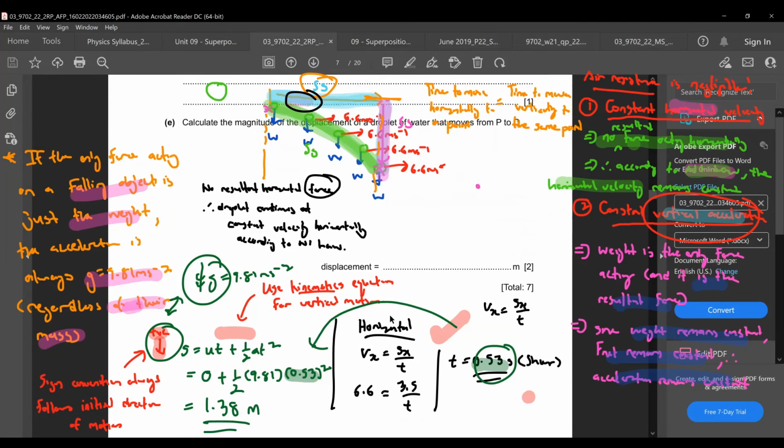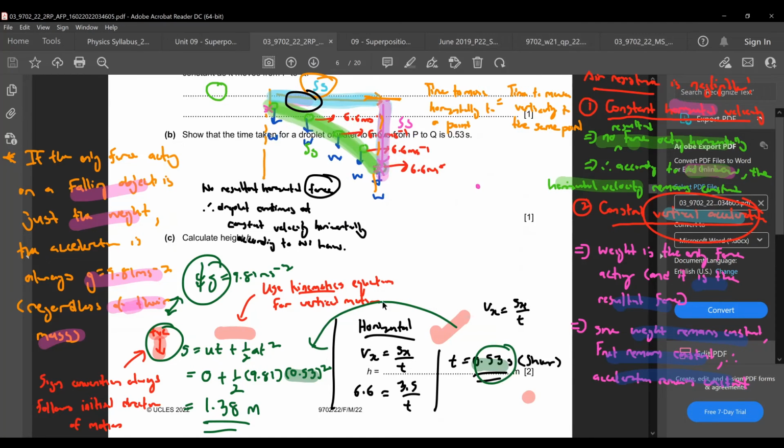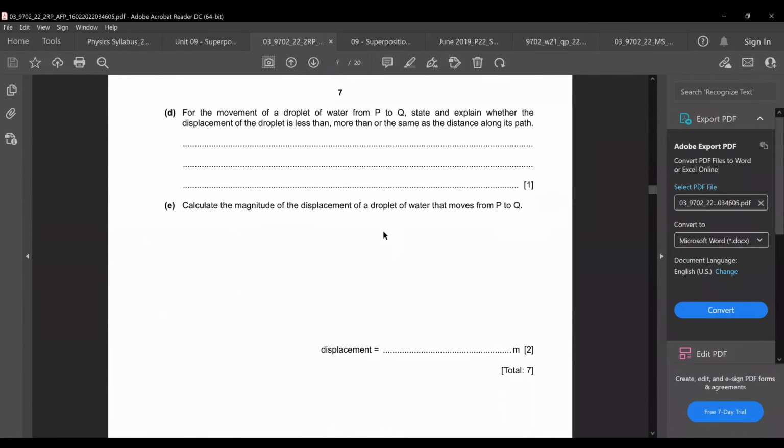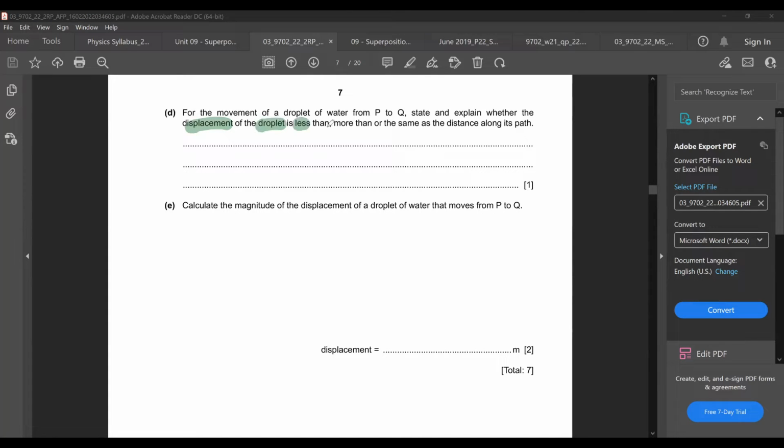I'll just illustrate to you some important things. If you look at the next page, they are asking you for the movement of a droplet of water from P to Q, state and explain whether the displacement of your droplet is going to be less than, more than, or the same as the distance along its path. So the keyword here is you need to identify the difference between displacement and distance along its path.